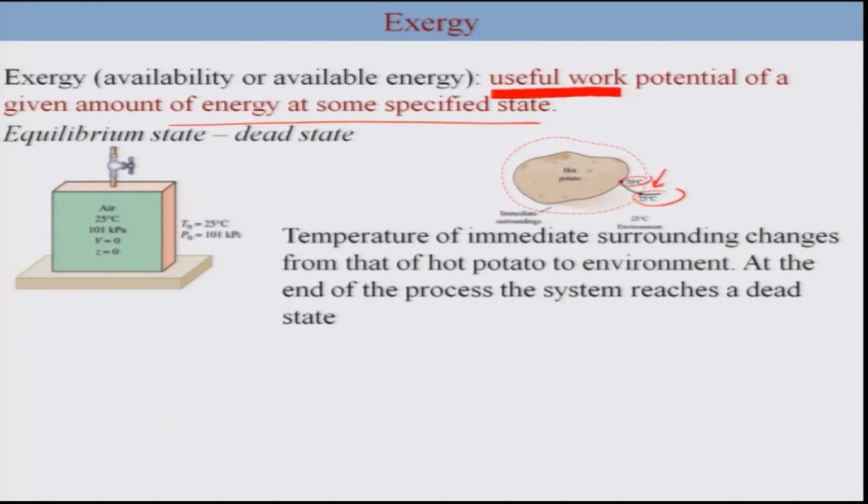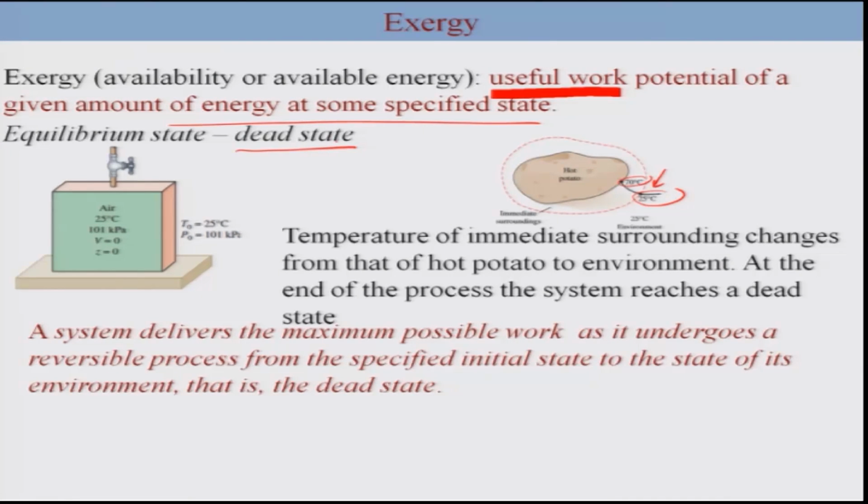So, for a given equilibrium state, if a system is at equilibrium with the surroundings, this would be defined as a dead state, and later you would realize that this dead state is indicative of the fact that this particular system has no specific value in terms of the work it can generate. We have already discussed earlier that a system delivers the maximum possible work as it undergoes a reversible process from the specified initial state to the state of the environment.